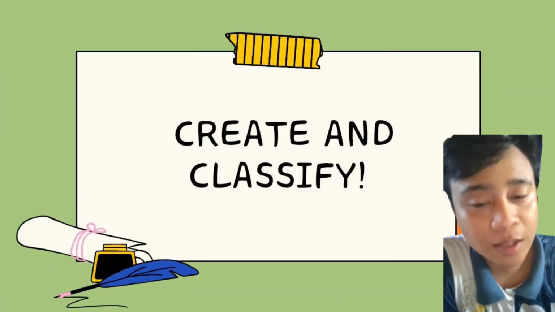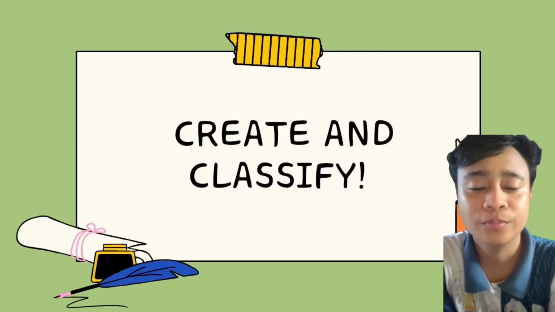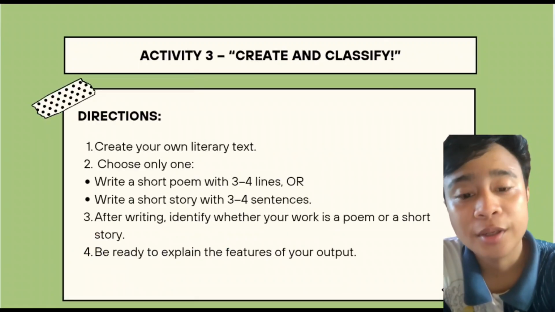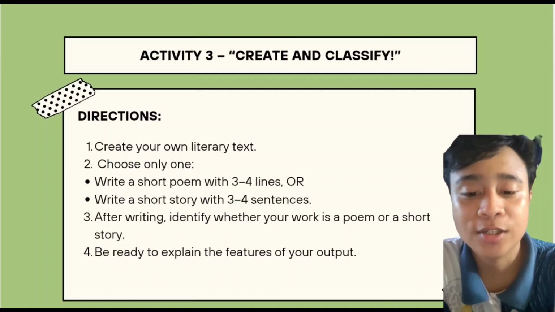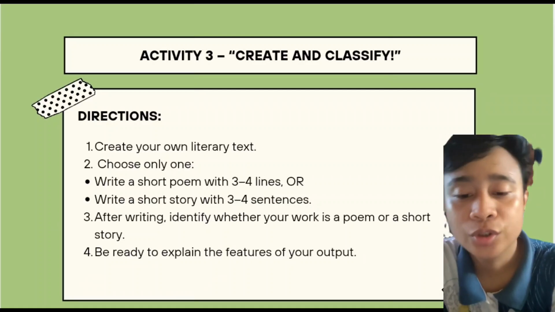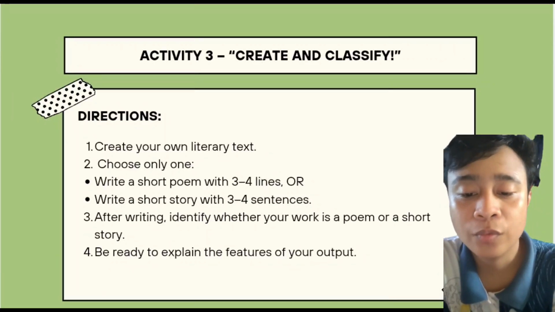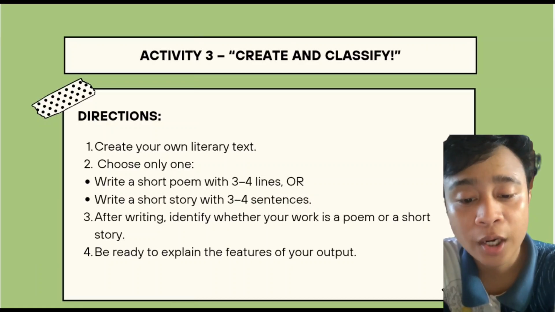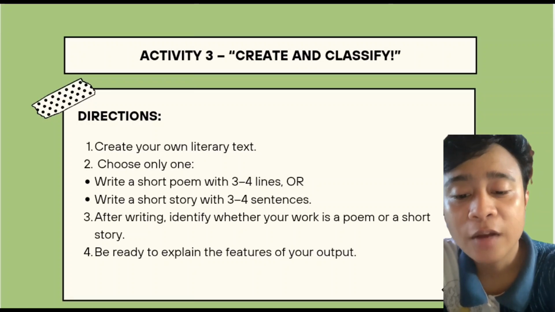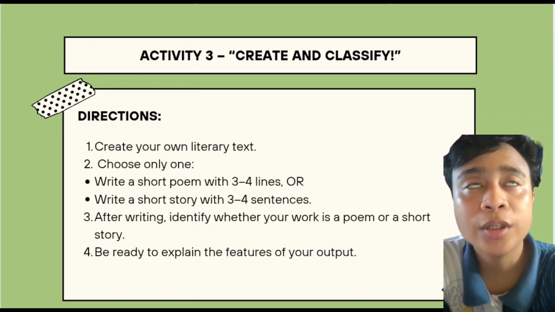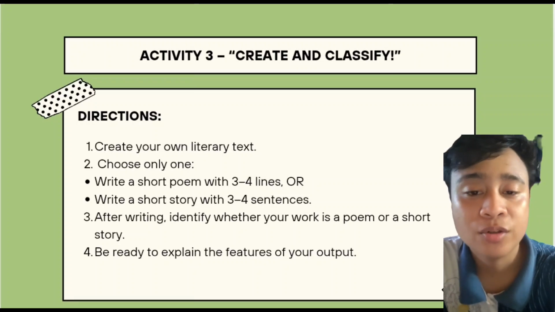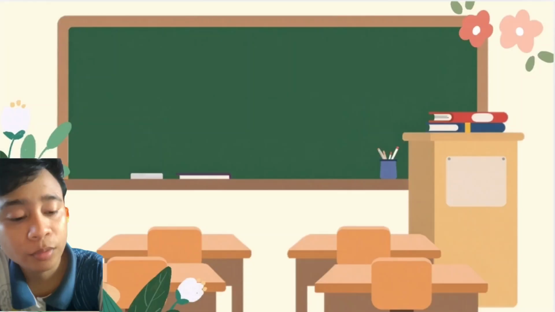Okay, I will read the directions for you. Directions: number 1, create your own literary text. Number 2, choose only one. Write a short poem with 3 to 4 lines or a short story of 3 to 4 sentences. After writing, identify whether your work is a poem or a story. Be ready to explain the features of your output.